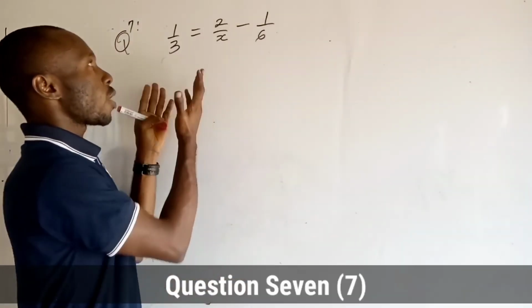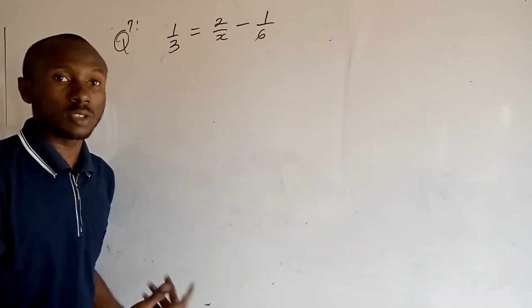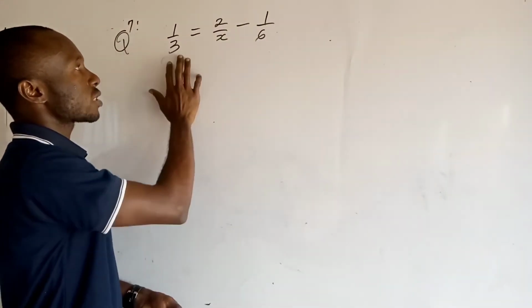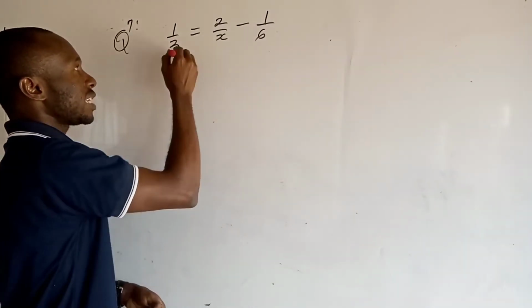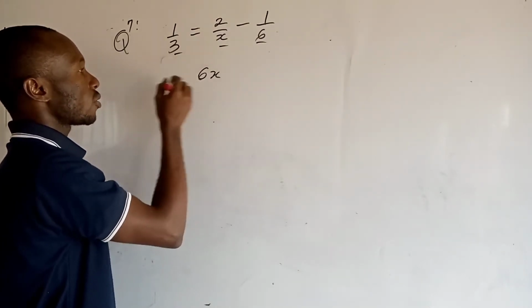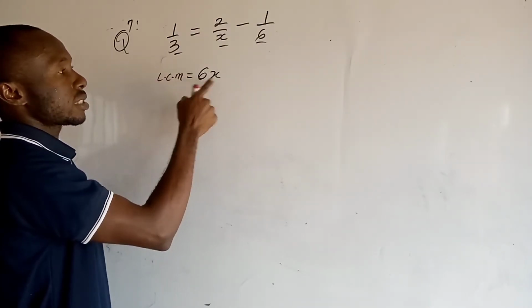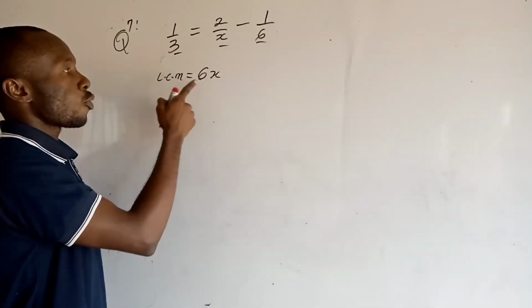Okay viewers, this is question number 7 and we want to still find the value of x. The first thing you need to do is to find the LCM of these denominators. So the LCM of 3x and 6 is 6x. So the LCM is 6x, okay? So you want to multiply both sides of this equation with 6x.